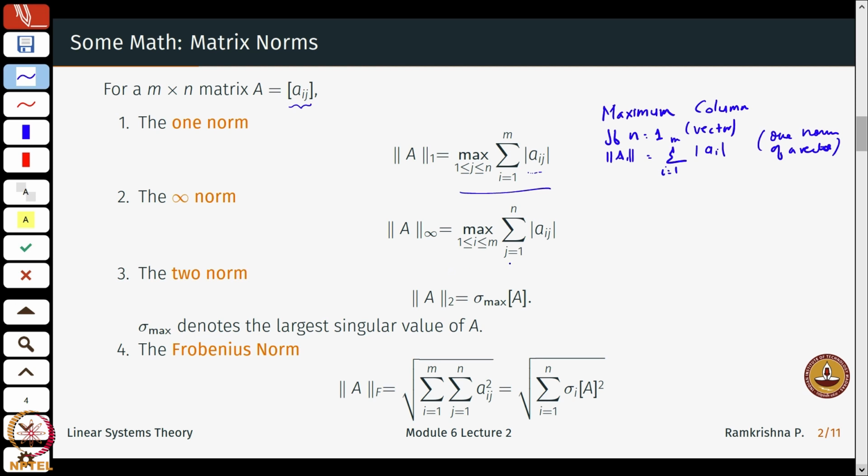Similarly, with the infinity norm, here I am looking at the maximum row sum. And similarly, I can derive that for the n equal to 1 case, I will have a vector, and this definition will coincide with the definition of the infinity norm in case of a vector. Next is the notion of a 2 norm. The 2 norm of A is just the maximum singular value of this matrix A. And the last notion is that of the Frobenius norm, defined this way. We will not use much of this in this course, but it is nice to know some definitions.